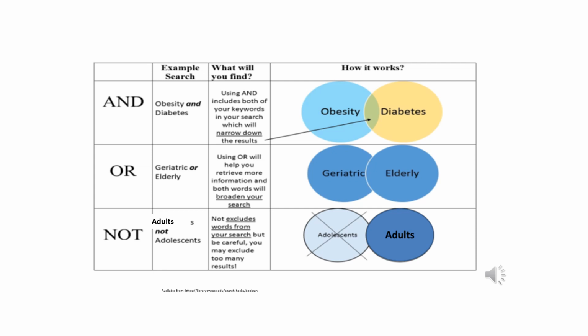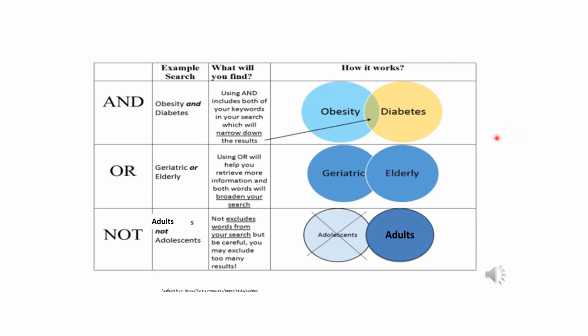If we are looking for articles on obesity and diabetes, so we are looking for both of these concepts in our article, we combine it with and. As you can see, this part here will be the articles with both of our concepts in it. When we use or, it can be only one concept in the article or the other one or both. So or equals more. It will broaden your search. And when you use not, you will exclude something.